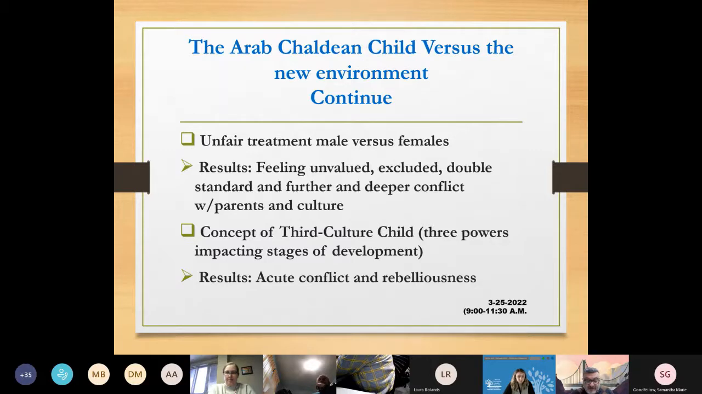Unfair treatment of male versus female. The result: feeling unvalued for the females, excluded, double standard, and further, deeper conflict with parents and culture. When it comes to female-male unfair treatment, the concept of the third culture child, three powers impacting stages of development, this is acute conflict and rebelliousness that comes as a result in the lives of young people. Let's go to the next slide.